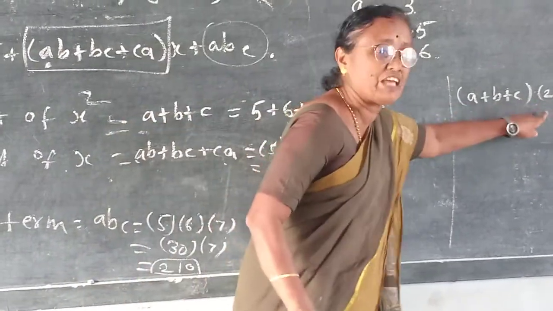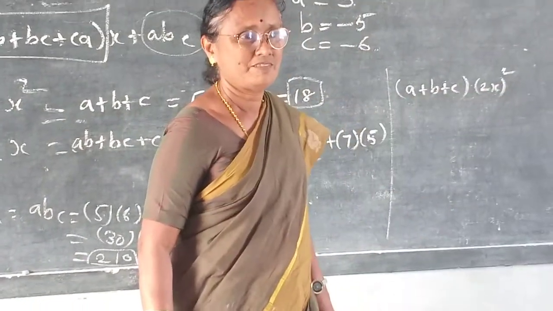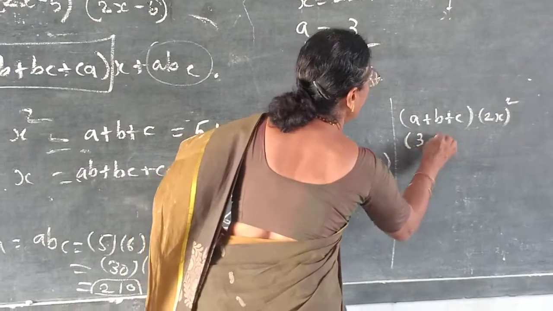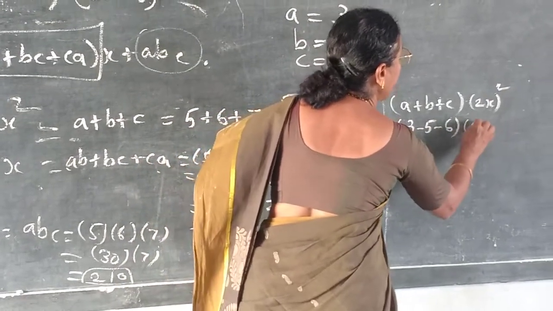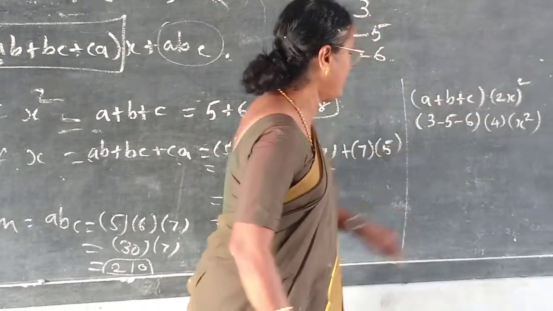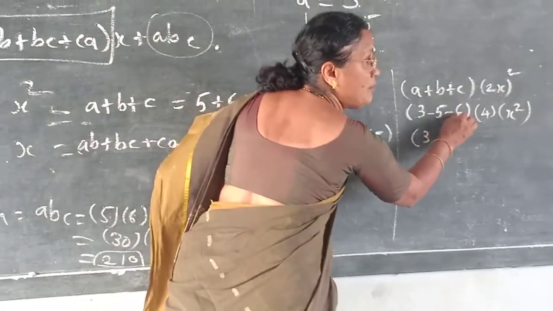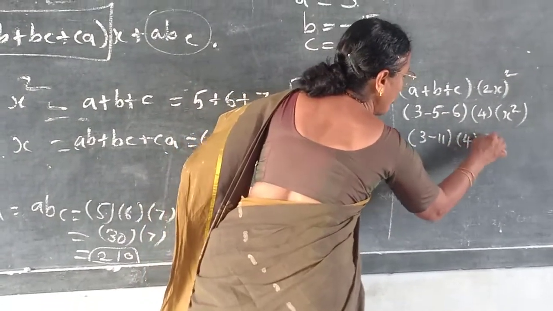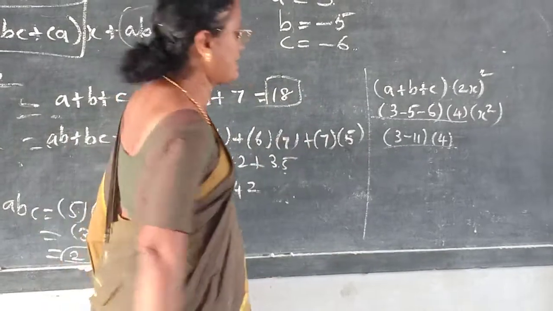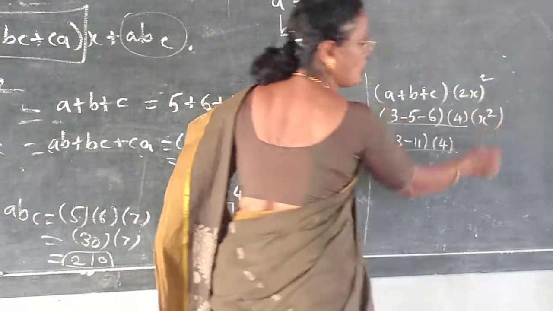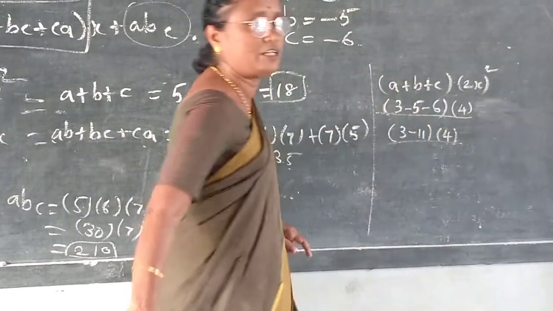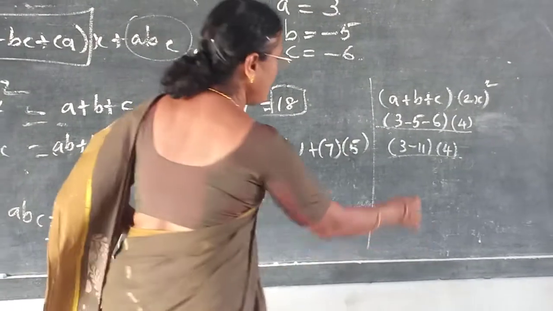In the place of x you have 2 square x square. So here what? 3 minus 5 minus 6, minus 8, into 4. Understand? Into 4. Now this alone is enough, coefficient of x square. So for understanding I wrote this. This x square we don't need. Do you follow?